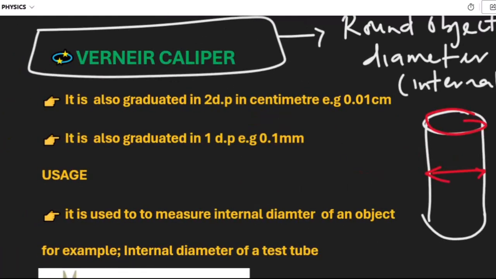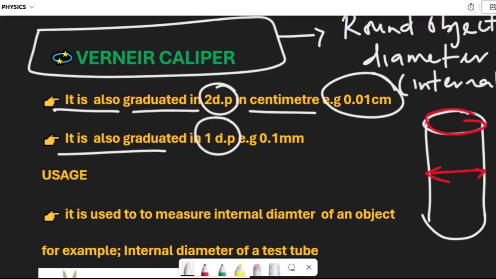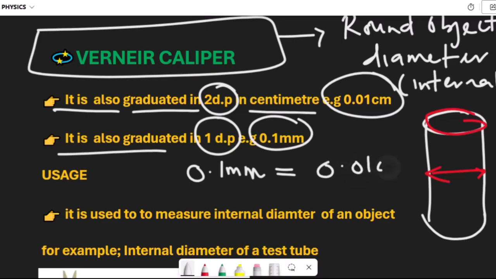Now let's consider the graduation on the vernier caliper. It is also graduated in 2 dp in centimeter. For instance, we make use of it at 0.01 centimeter, and also it is graduated in 1 dp whenever it's converted to millimeter. Please, you must understand that anytime I'm referring to 0.1 millimeter, if you want to convert it to centimeter, it is equivalent to 0.01 centimeter. That's the meaning of what we are talking about.